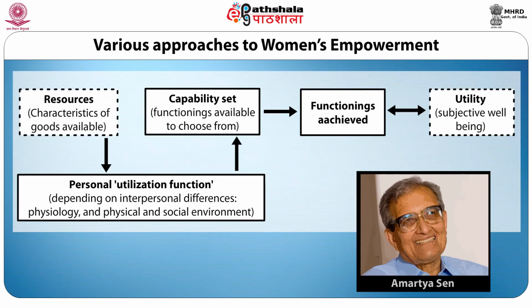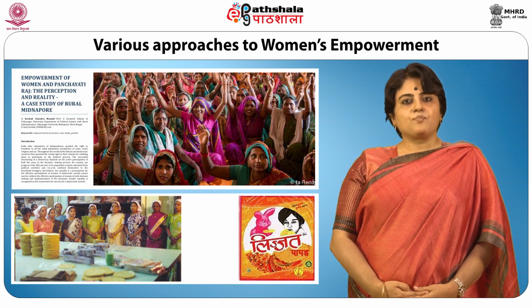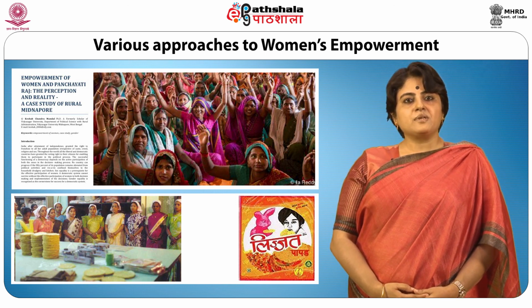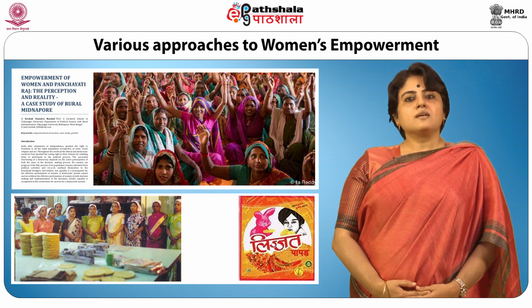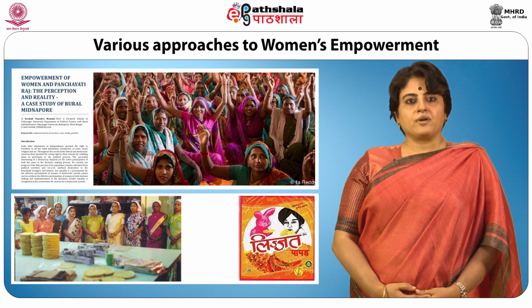Following diagram will show the 2 different empowerment approach and their thrust areas, namely human development approach developed by Amartya Sen and mainstream structural approach. Now, screen will show 2 case studies. One is based on political empowerment of rural Indian women. The second one is based on economic success of Shri Mahila Griha Udyog, popularly known as Lijjat Papad.